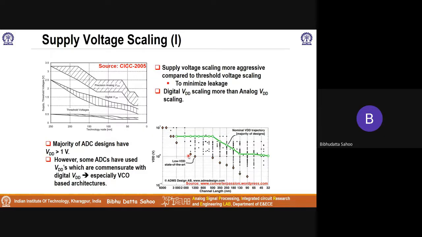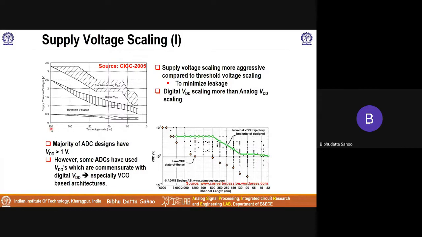Now, there is supply voltage scaling. This is from a Custom Integrated Circuits Conference 2005 paper. Let us see why analog design becomes challenging as the supply voltage scales. If you see, the typical rule of thumb that has been followed until 90 nanometer is the supply voltage is 10 times the technology node.